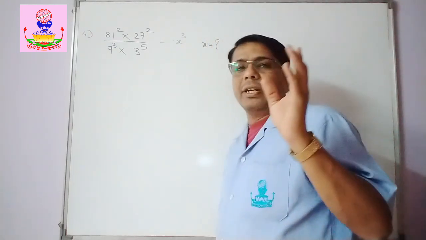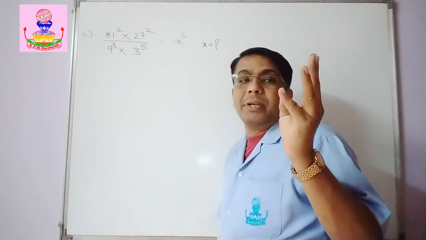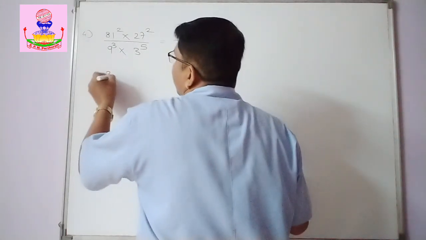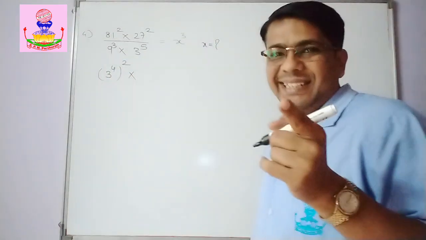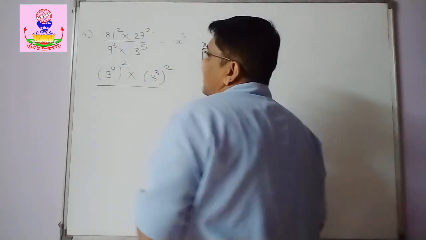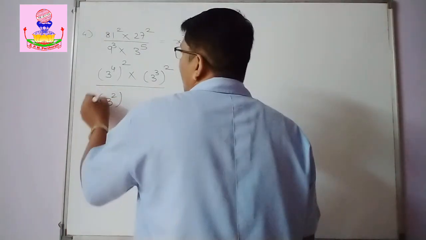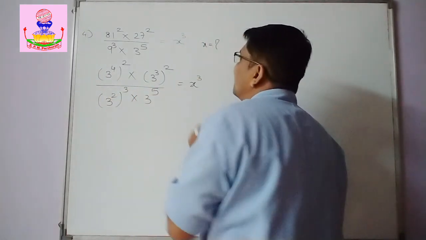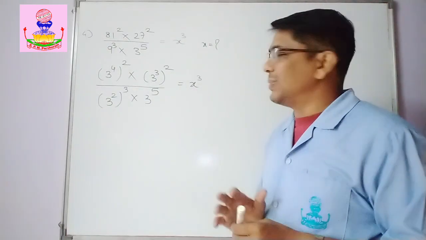Now 81 I can write as, see here, 3 3s are 9, 9 3s are 27, 27 3s are 81. So 3 into 3 into 3 into 3. How many times? 4 times. So 3 raised to 4 whole raised to 2 into 27 is a cube of 3, so 3 cube whole raised to 2, upon 9, which is a square of 3, so 3 square whole raised to 3 into 3 raised to 5, that is equal to x cube. I feel you have got the answer.